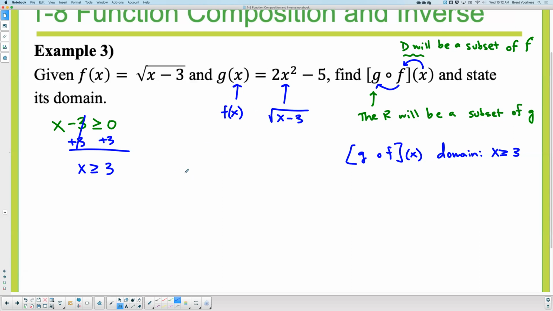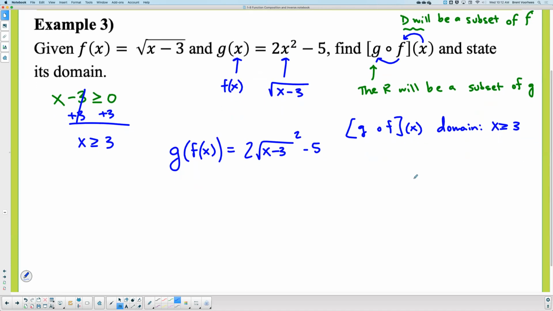So here's g of f. g of f of x equals 2 times, instead of that x, actually I don't need to use a parenthesis because I have that square root to work with. I'm just going to put the square root in place of x. The square root of x minus 3, squared, minus 5. Square root and square, great. So we can reduce this. The square root and the square cancel each other out. So that's equal to 2 times x minus 3, minus 5.